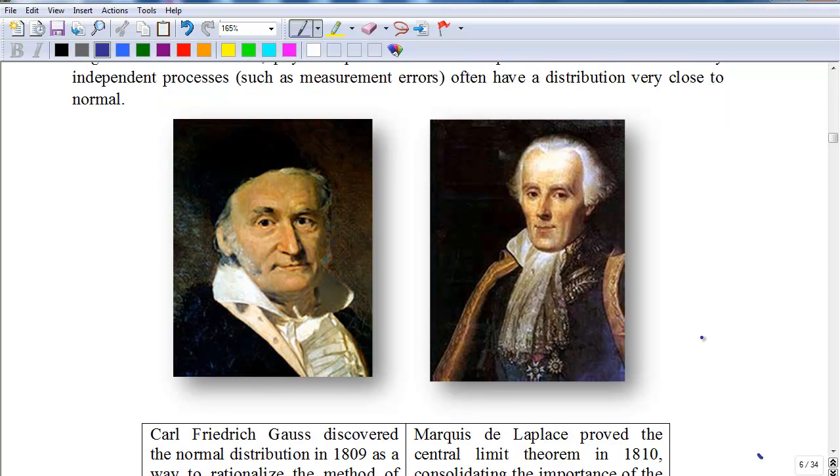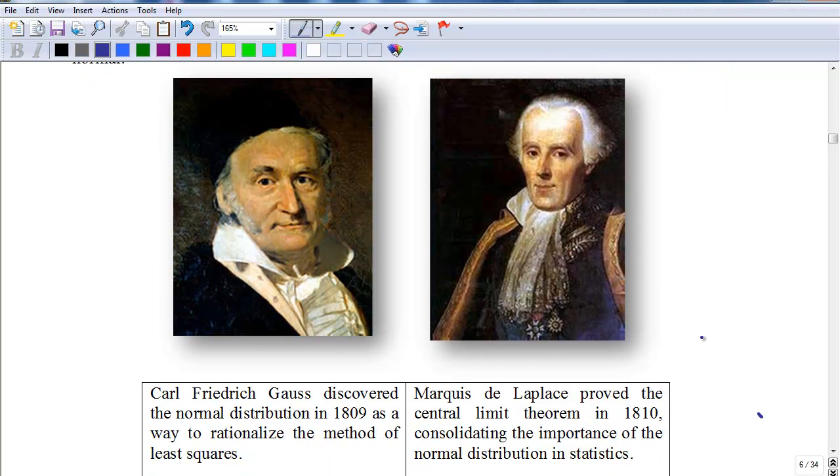Here in the notes, you see the pictures of the two mathematicians that have contributed greatly in the development of normal distributions, Gauss and Laplace.